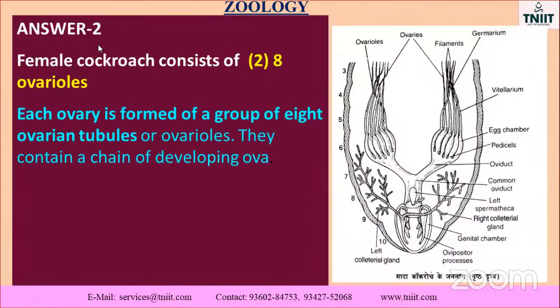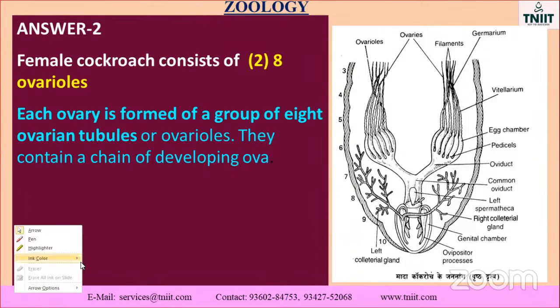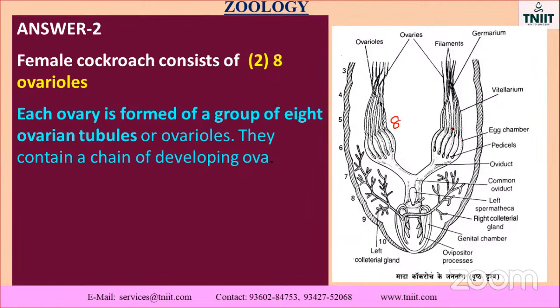See that option. This is called the ovary. This is the ovary structure. How many ovarioles are there? These are the ovarioles. 8 ovarioles are present in each one. Here also 8. The total is 16. Don't forget, my dear students. This is very, very important. So many times they ask the question. 8 ovarioles here, 8 ovarioles here, total 16 only. 1 ovary contains 8 only.